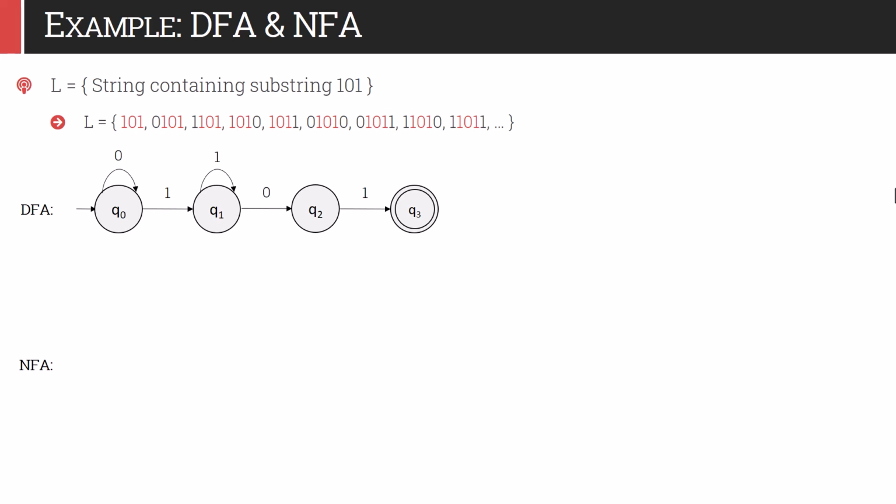Arc from Q2 to Q1. Is it possible? If we do that, then our string might be 1, 0, 0, 0, 1. That will be accepted. I repeat, if we put an arc from Q2 to Q1 on input symbol 0, then our DFA can read the string 1, 0, 0, 0, 1. It is accepted, and 101 is nowhere in the string. So that arc is also not possible. So the only possible arc is from Q2 to Q0 on input 0. Once we are in Q0, we already know that we cannot go to Q3 without reading 101.